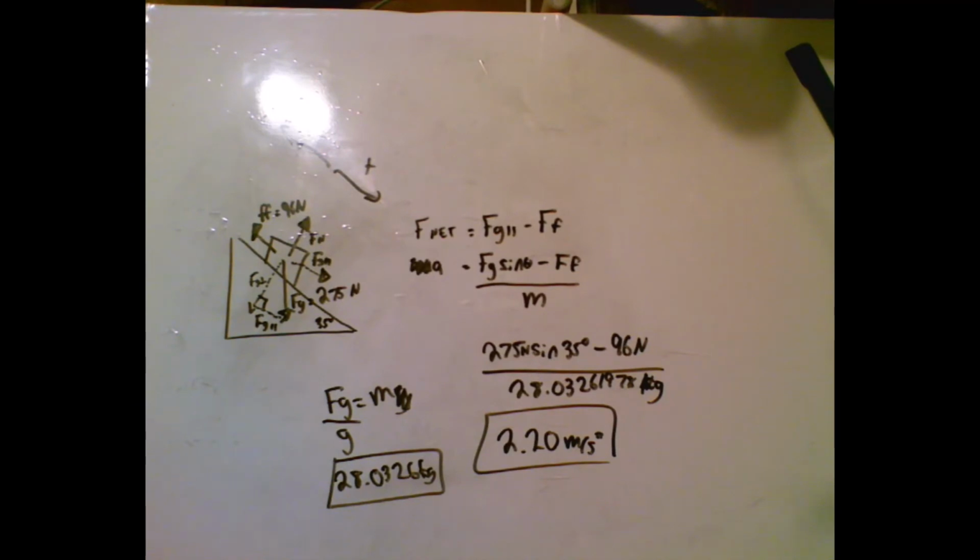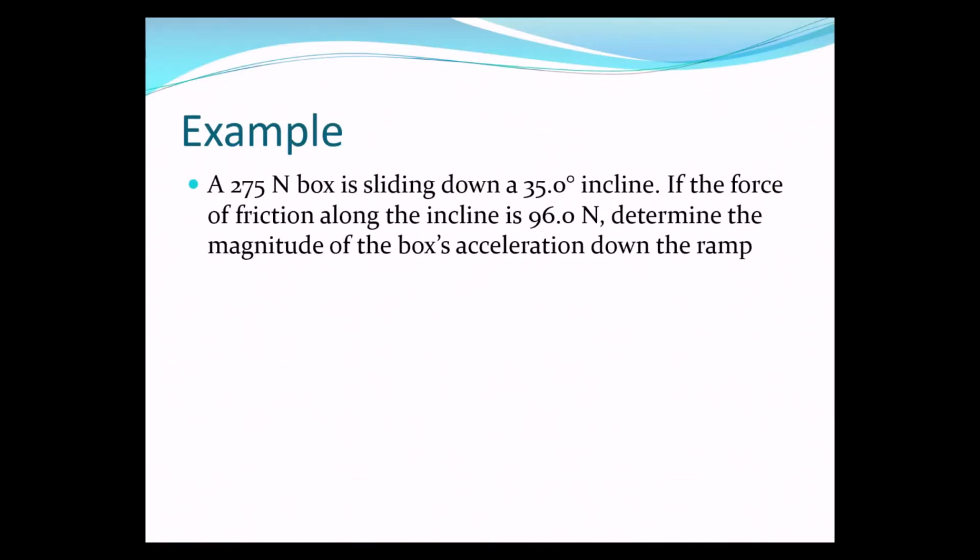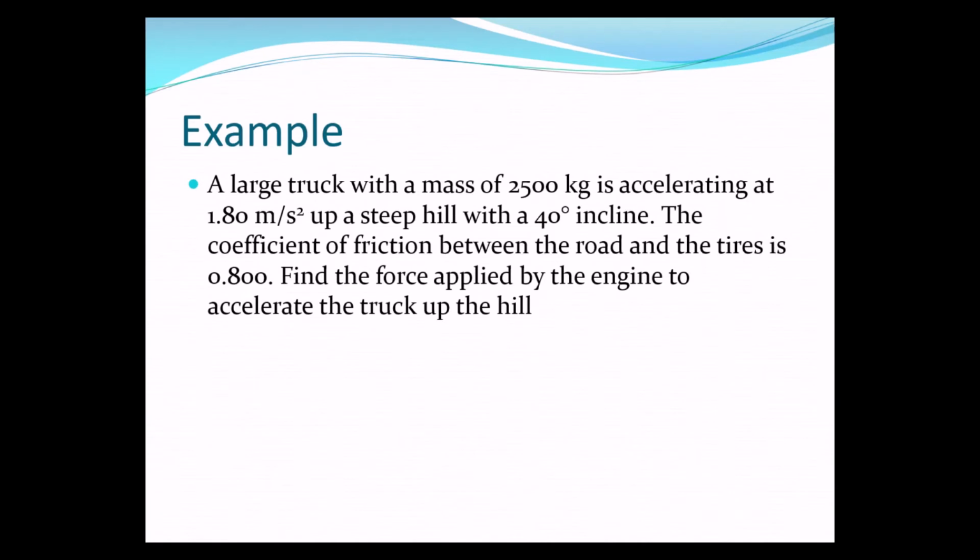Okay. So let's try another one. Let's go back to our PowerPoint view. So this one's about as tricky as they can get. A large truck with a mass of 2,500 kilograms is accelerating 1.8 meters per second squared up a steep hill with a 40-degree incline. The coefficient of friction between the road and the tires is 0.8. Find the force applied by the engine to accelerate the truck up the hill. Okay, so a lot of information in there.